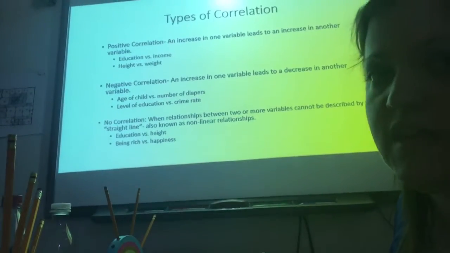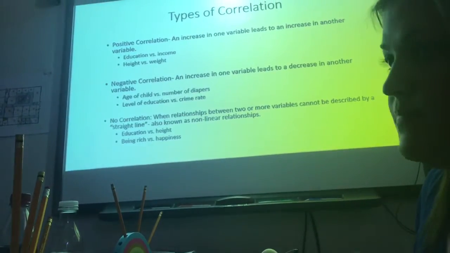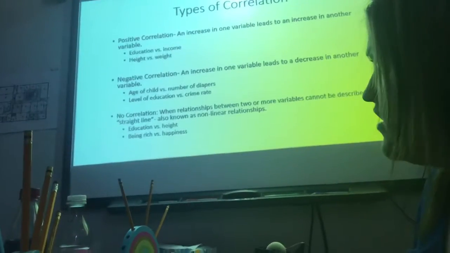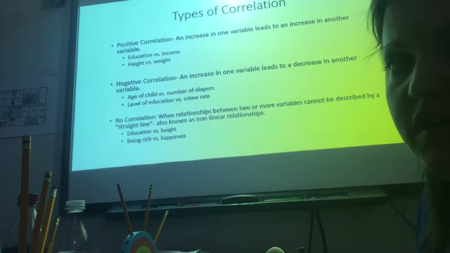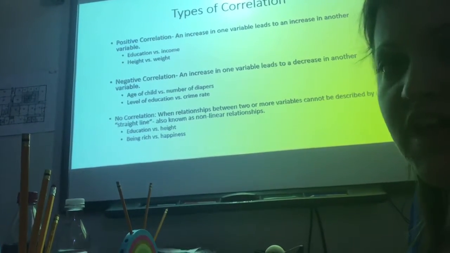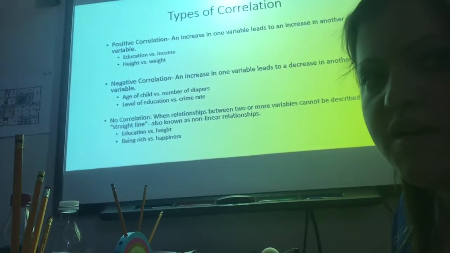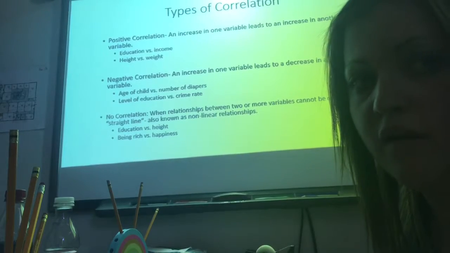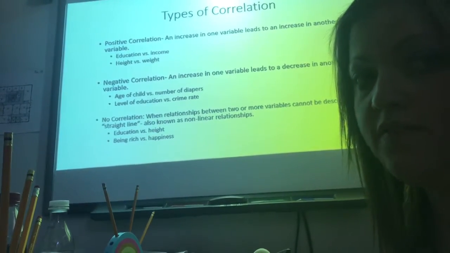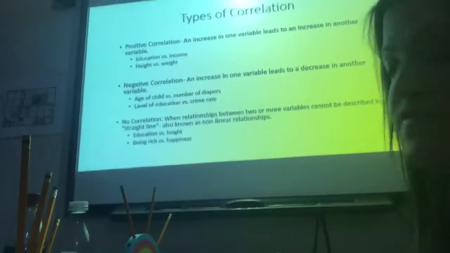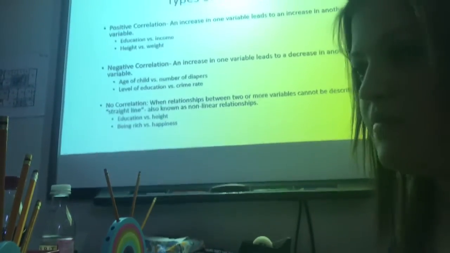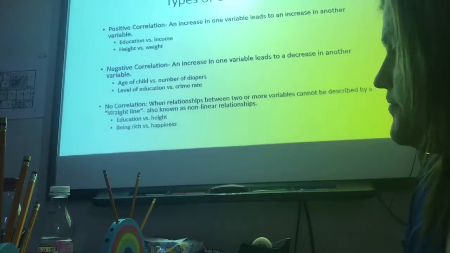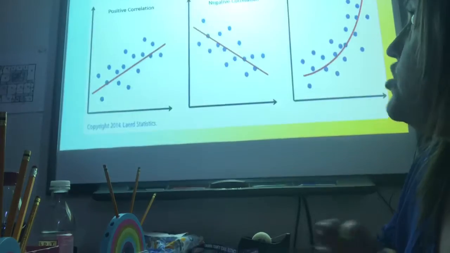And then you have things that have zero or no correlation. It's basically when the relationship between two or more variables cannot be described by a straight line like we talked about earlier. It's also known as nonlinear in mathematical terms. So, education versus height. No matter how much education I have, it doesn't matter if I'm tall or short, because that doesn't determine what level of education I have. And being rich versus happiness. You always hear money doesn't buy happiness, so you can be rich and be the most miserable person. So those kinds of things have no correlation.